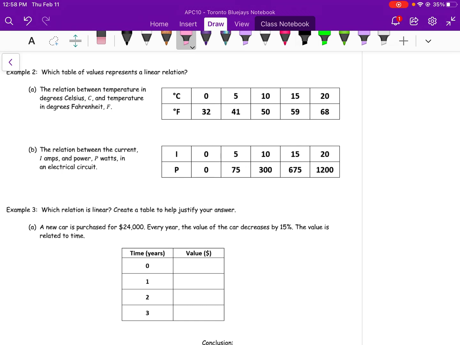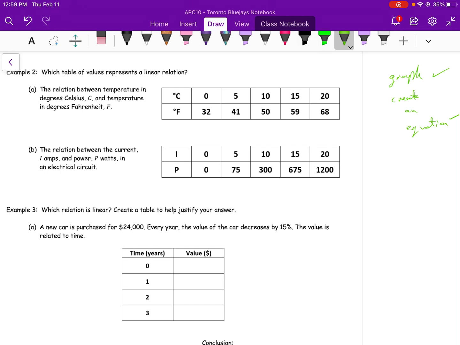All right, example 2. Which table of values represents a linear function? The relation between temperature in degrees Celsius and the temperature. So there are several ways that we can proceed. We can use a graph. That's going to take some time. We can try to create an equation and check if the degree is 1. Yeah, that would work, but that's going to take some time. What is another way?